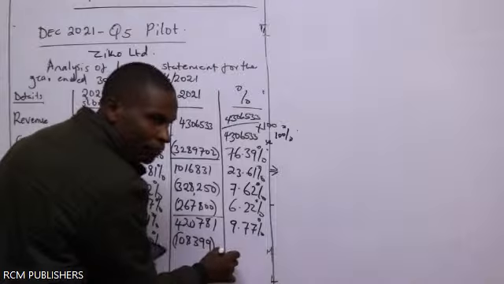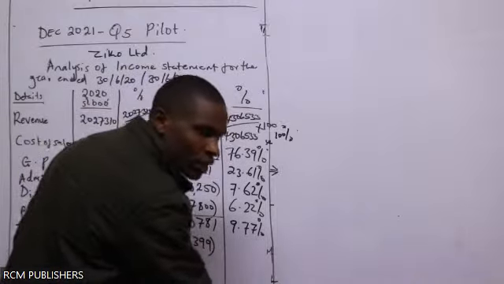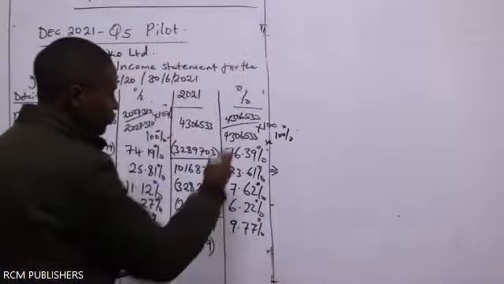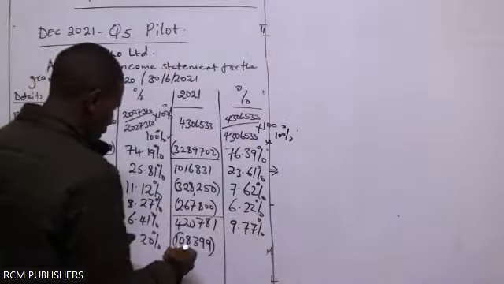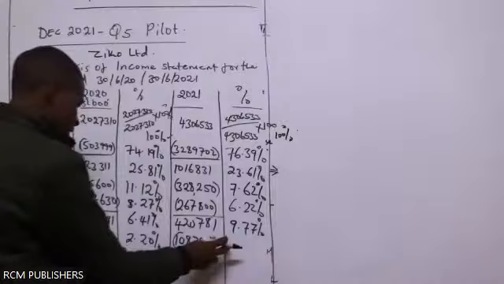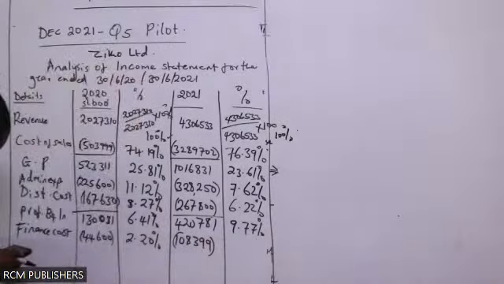The other one, can we round off instead of decimals? No, it is good to put the decimal, but you can as well put it in one decimal place. One decimal place is also okay, Dorothy. Is that okay? Maybe 2.2. Sawa. What about the finance cost for 2021? Ni ngapi?